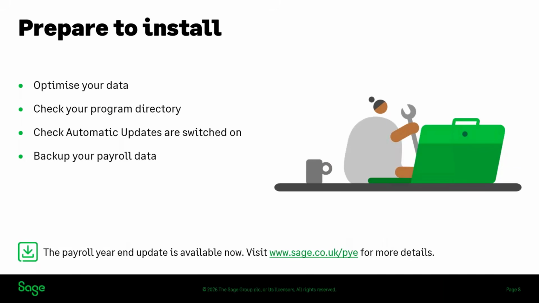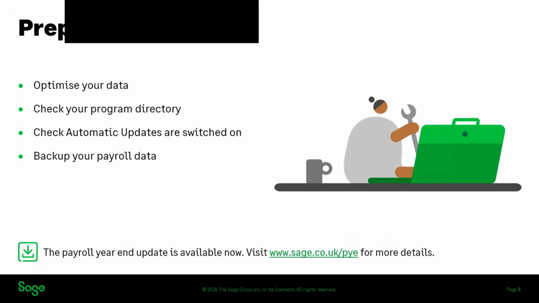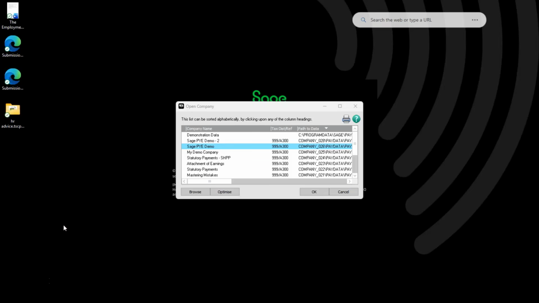So I'm just going to bring the slides down. First step on the list is optimizing your data. Now, this is something that you're going to see whenever you open your program before you log into a company. You can see the optimize button just down at the bottom there. Now, you can't actually optimize a company that you're currently logged into, so it is best to do this before you actually log into your data.